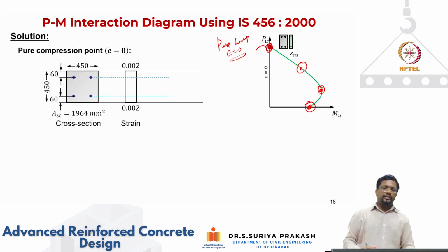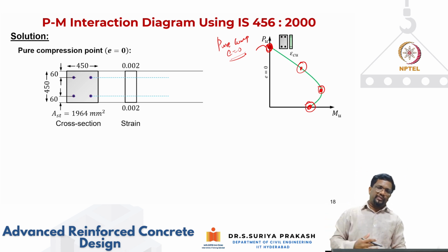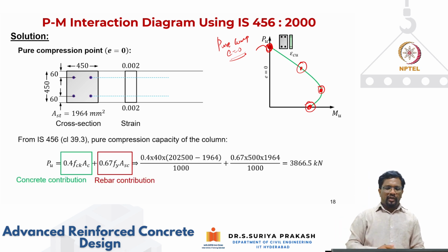I take this ultimate compressive fiber strain as 0.002. For pure compression, the entire cross section is going to have the same strain, and you have this kind of strain profile. As per your IS code, Pu can be calculated from 0.4 fck multiplied by the area of concrete, plus 0.67 fy times Asc.